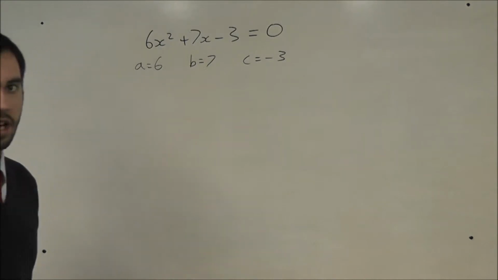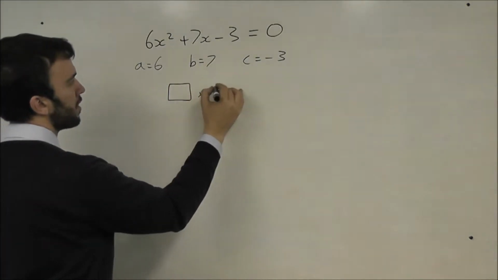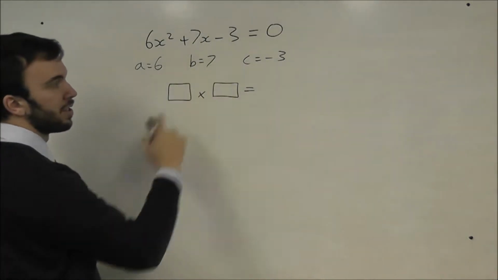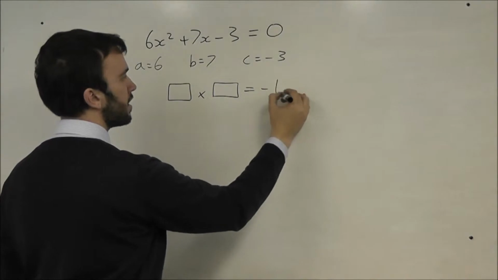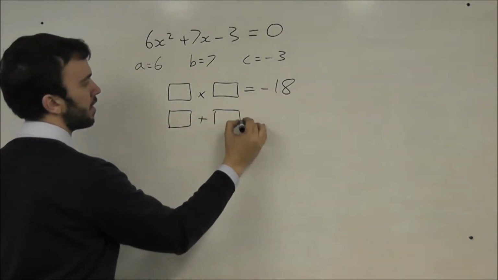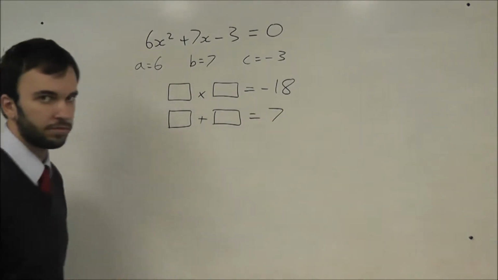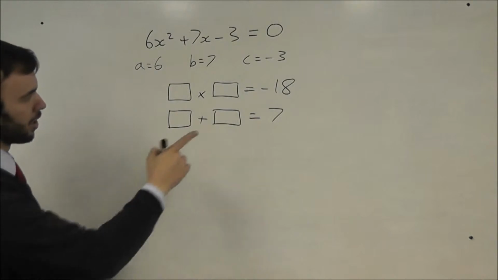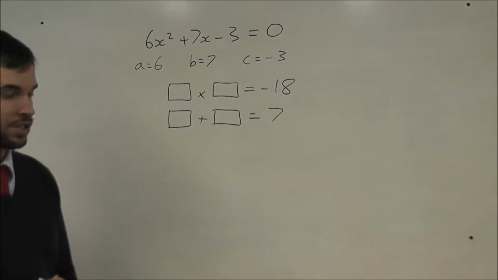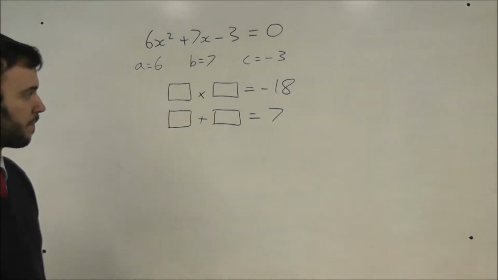-3. Again, we ask ourselves, what numbers multiply together to give a times c? So 6 times -3 is -18. And also add together to give us b, which in this case is 7. I'm looking at this and I'm thinking there's probably going to be a 9 and a 2 involved there somewhere, because the difference between 9 and 2 is 7.